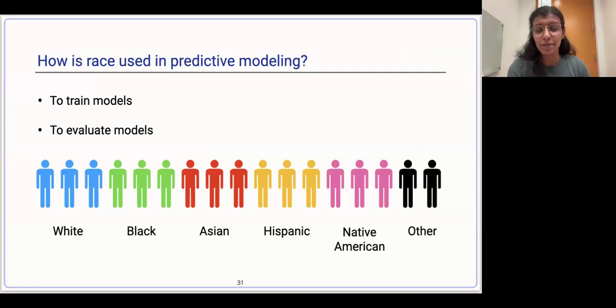Okay, so race variables play a large role in predictive modeling and machine learning, primarily in 2 ways. The first is as a feature to train models, where they're used, for example, to adjust clinical risk scores. And the second is in the way we evaluate models, for example, to determine whether or not a model works equally well across different demographic groups. And in each of these cases, the race variable, at least in the US, looks a little bit like this. There are 5 coarse categories and 1 bucket named other.